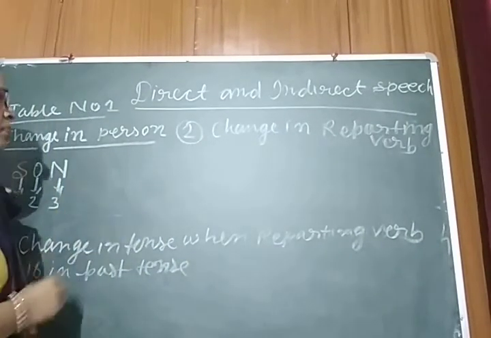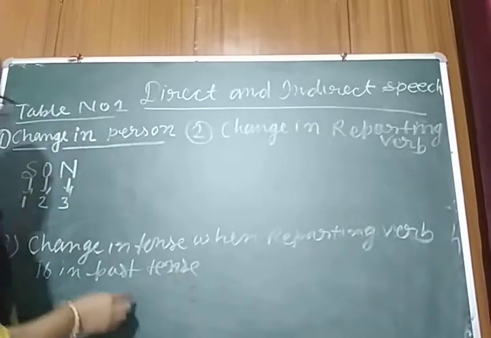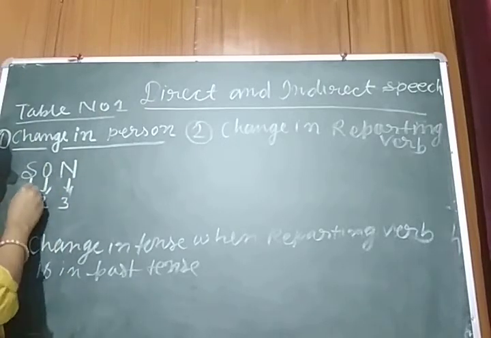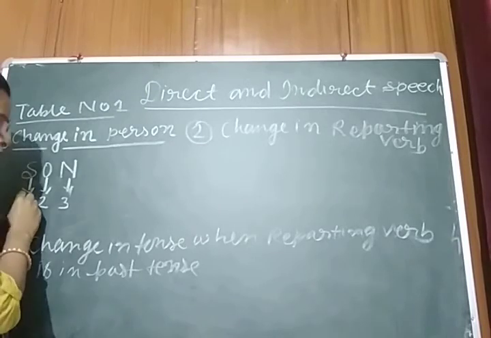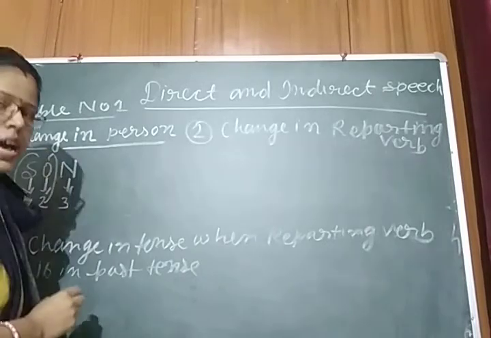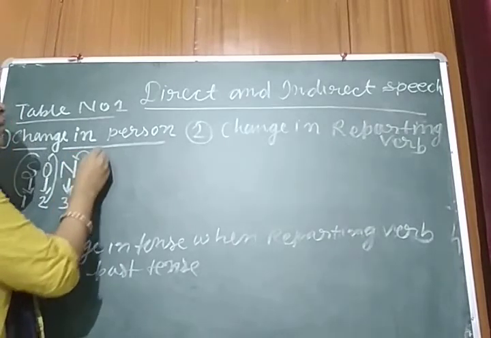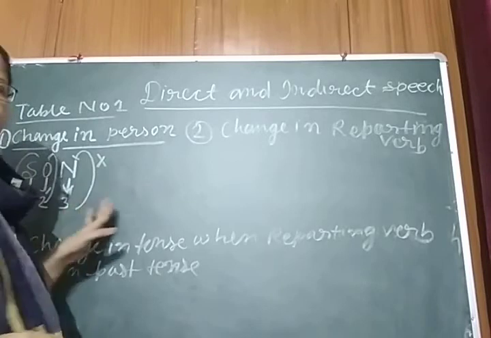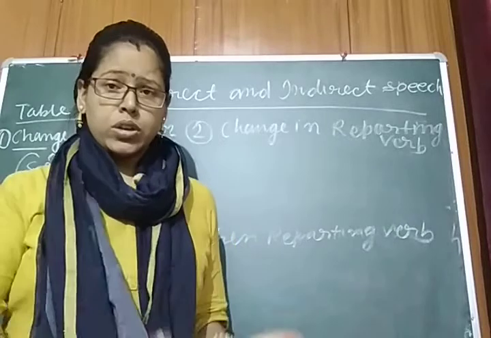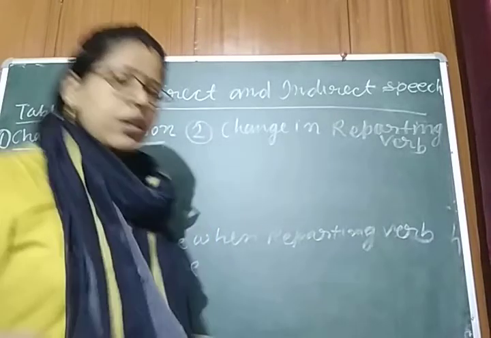You have to remember the first table. Here, I am trying to show you with the help of this trick, that is SON. So SON means what? First person will be changed according to the subject, second person will be changed according to the object, and if you are getting third person, then there will be no change in the person.